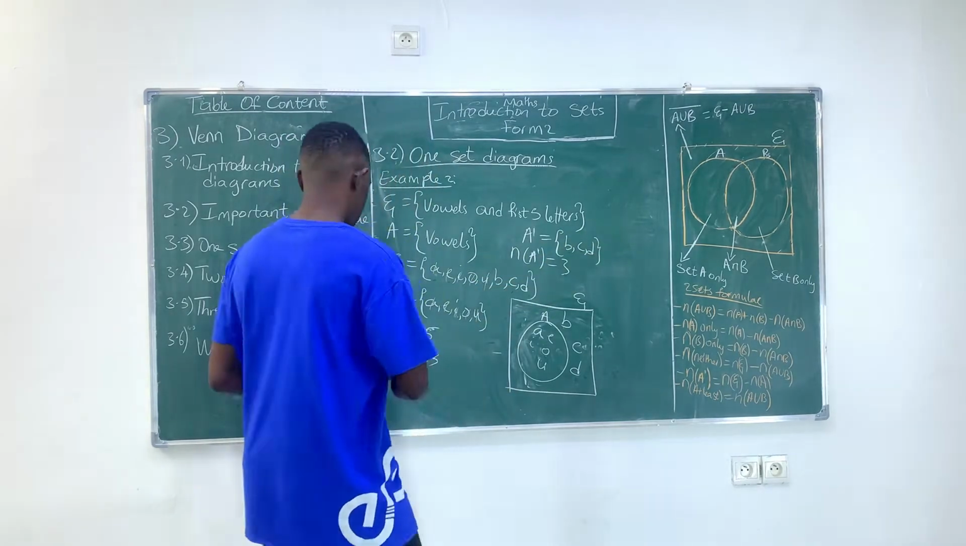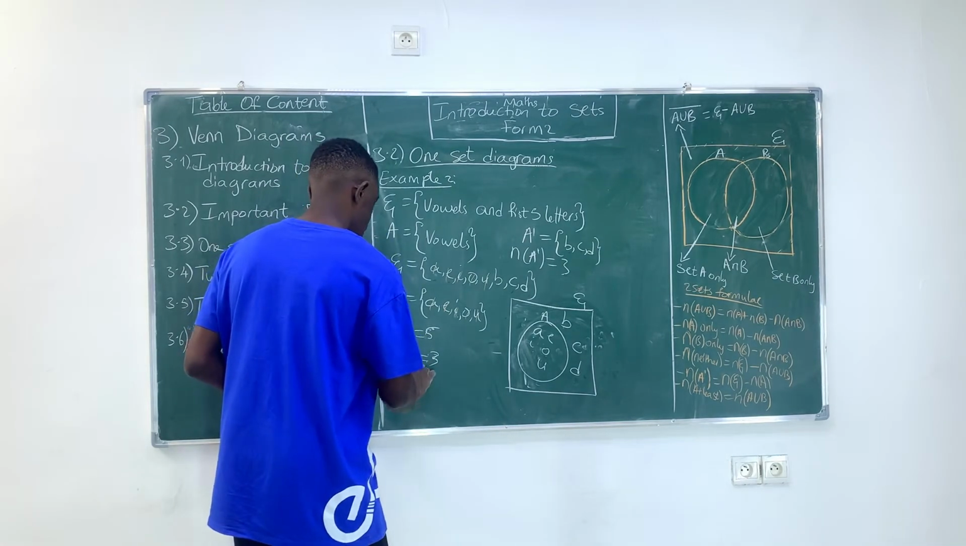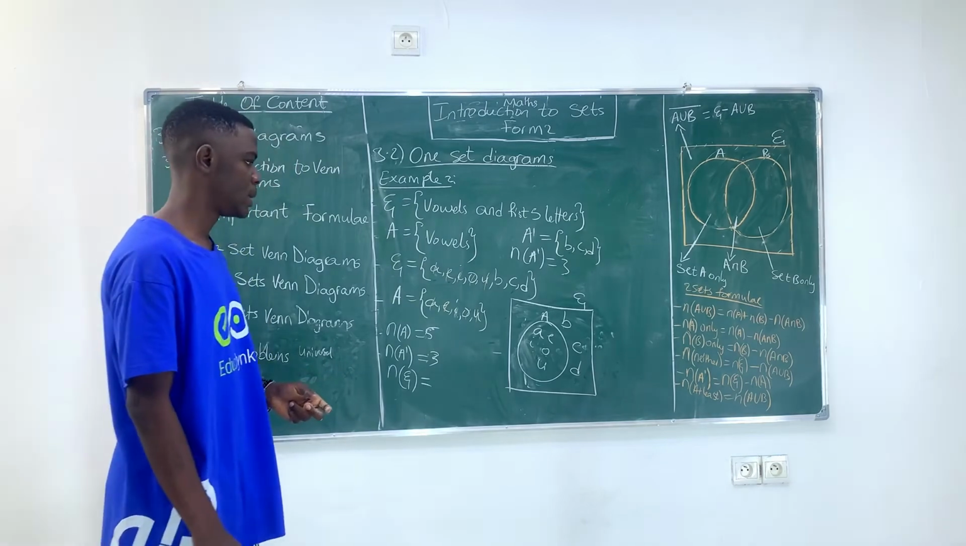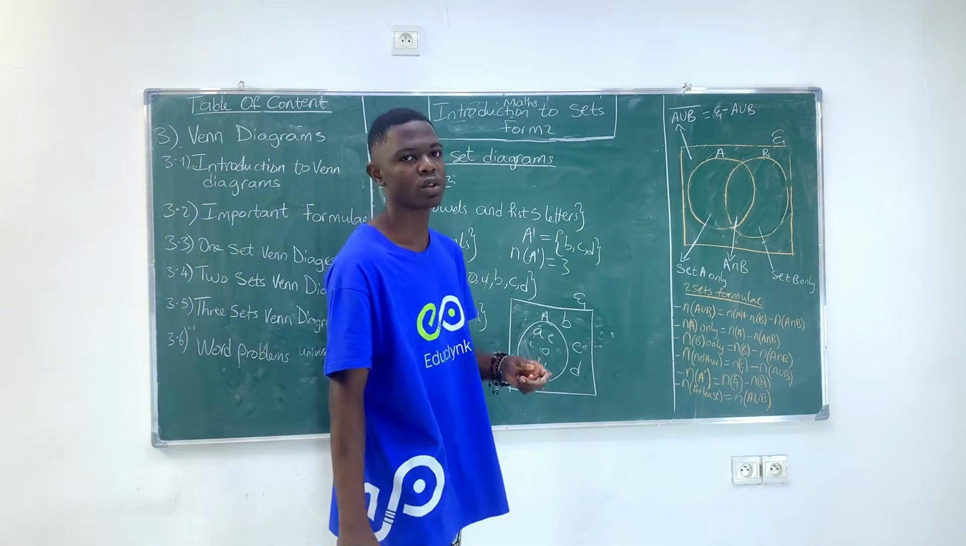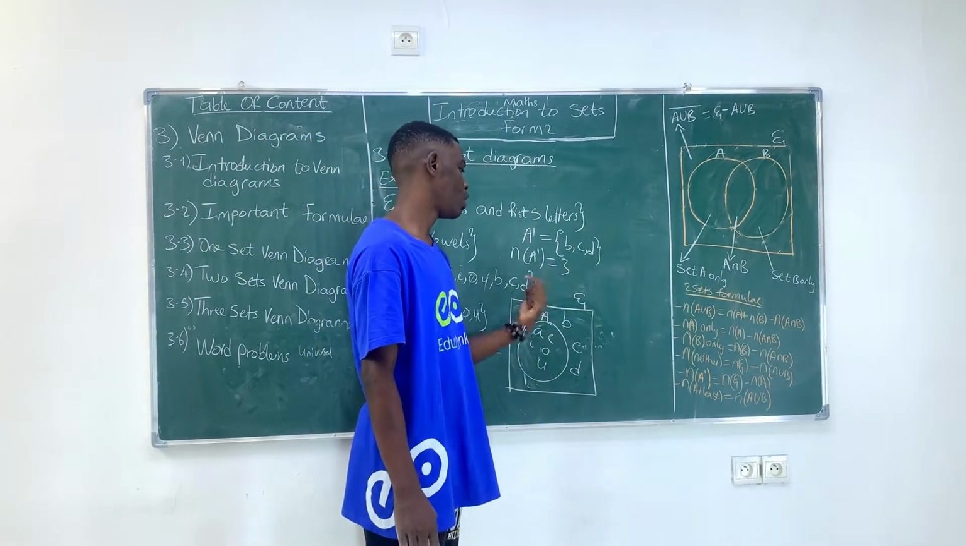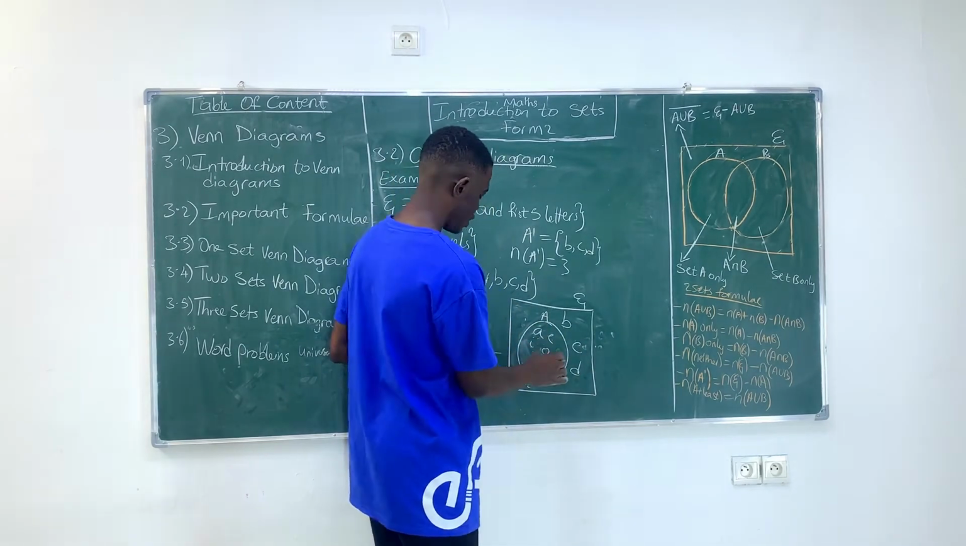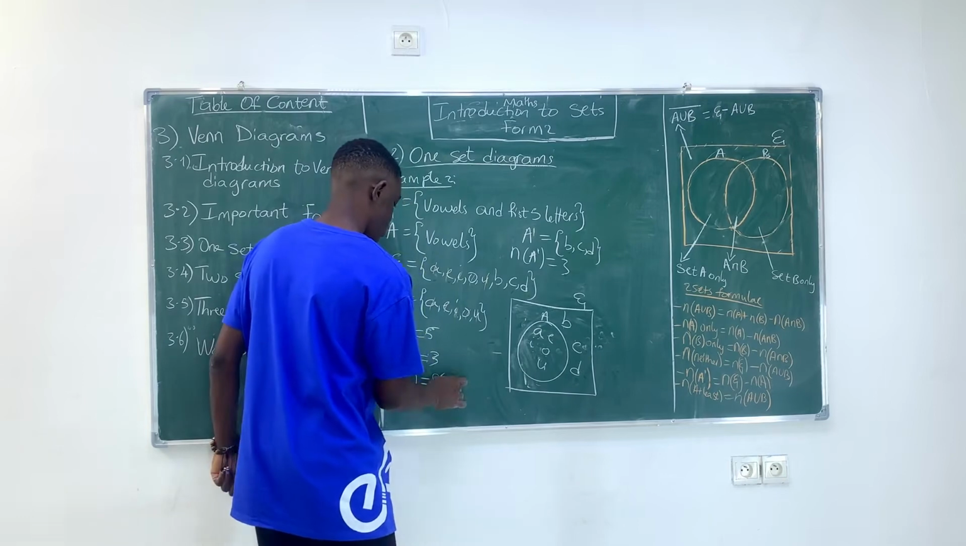Okay, so the last one is the number of elements in the universal set. What is the number of elements in the universal set? You just count all the elements in the whole Venn diagram. So you have 1, 2, 3, 4, 5, 6, 7, 8.